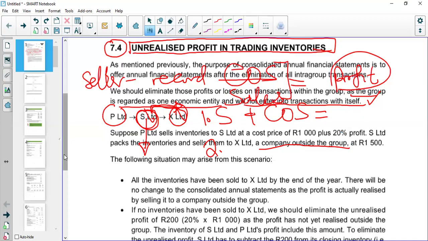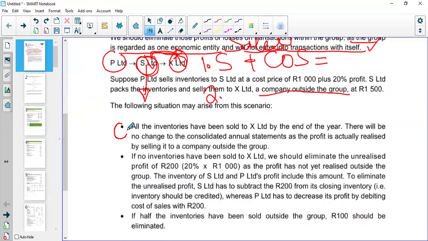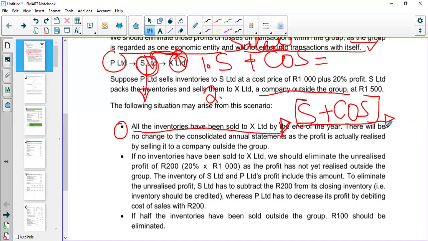So sometimes when they sell, we have scenarios that can occur. Sometimes all the inventories have been sold. Right. So the only adjustments we need to make is the sales and cost of sales. Right. But this is not going to affect the profit because we're going to subtract sales and we're going to subtract cost of sales. It's the same amount. Right?